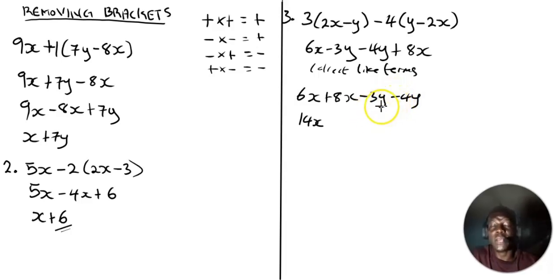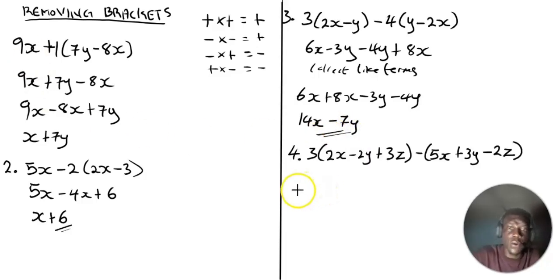So this is just minus 3 minus 4. You borrow 3 naira and you borrow 4 naira. That means you are owing 7 naira. So, and that's still a minus. So you have minus 7y. So there's nothing we can do here. Right? So this is our final answer.